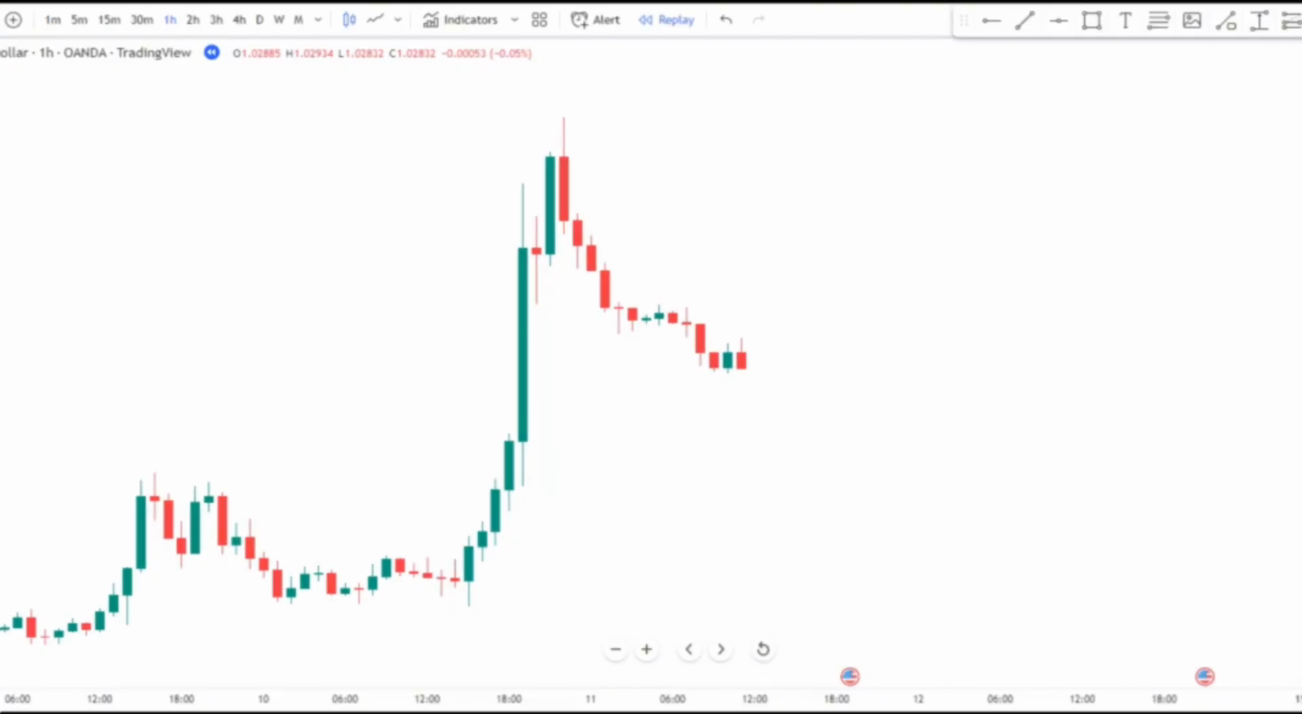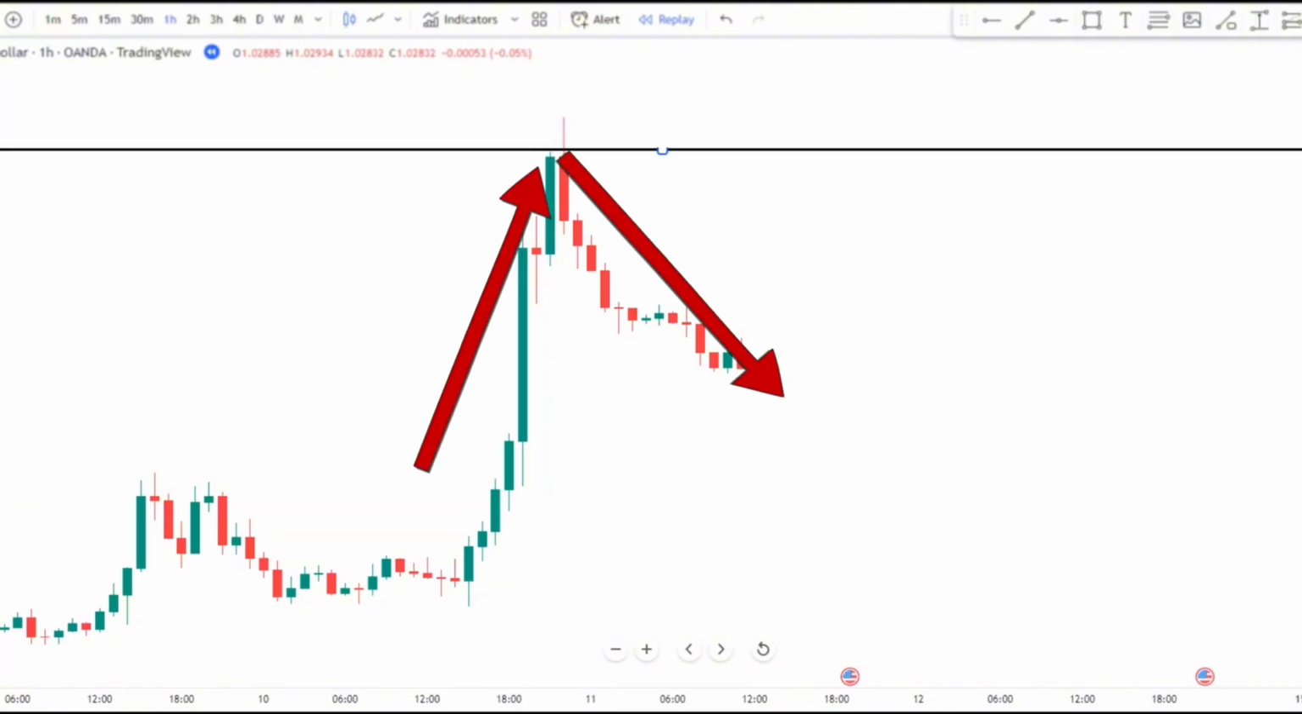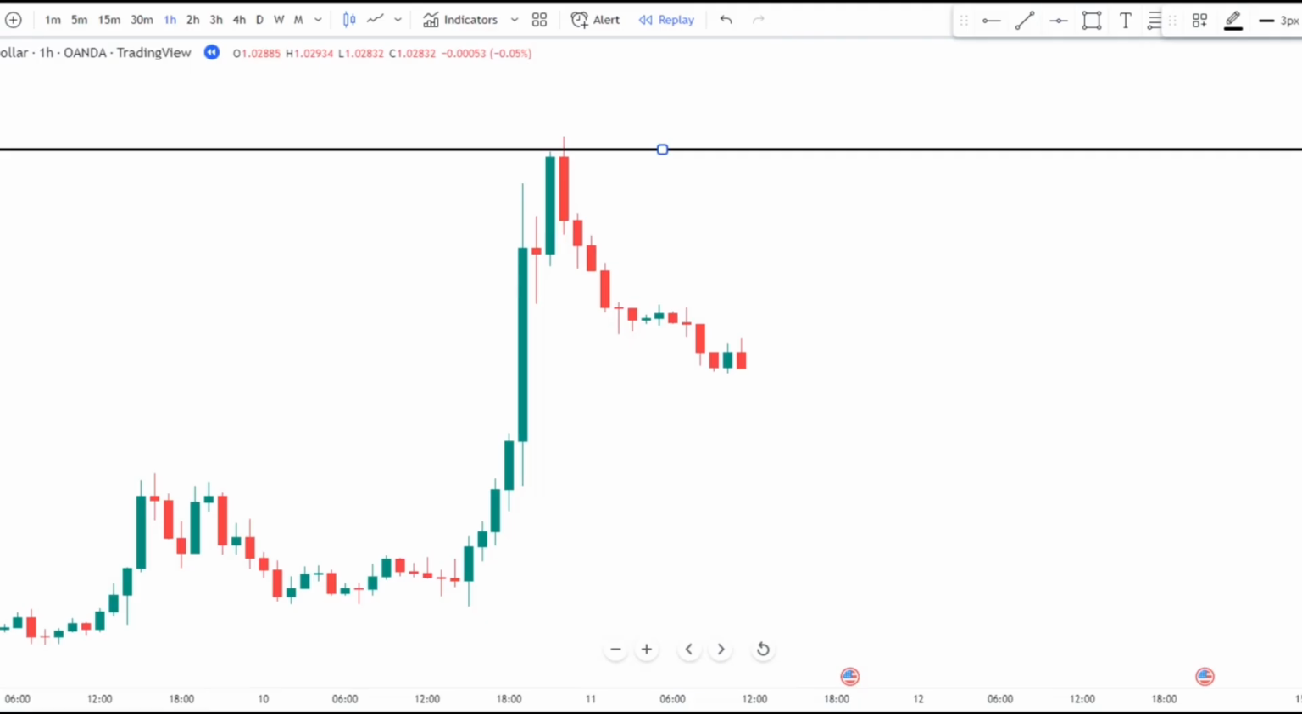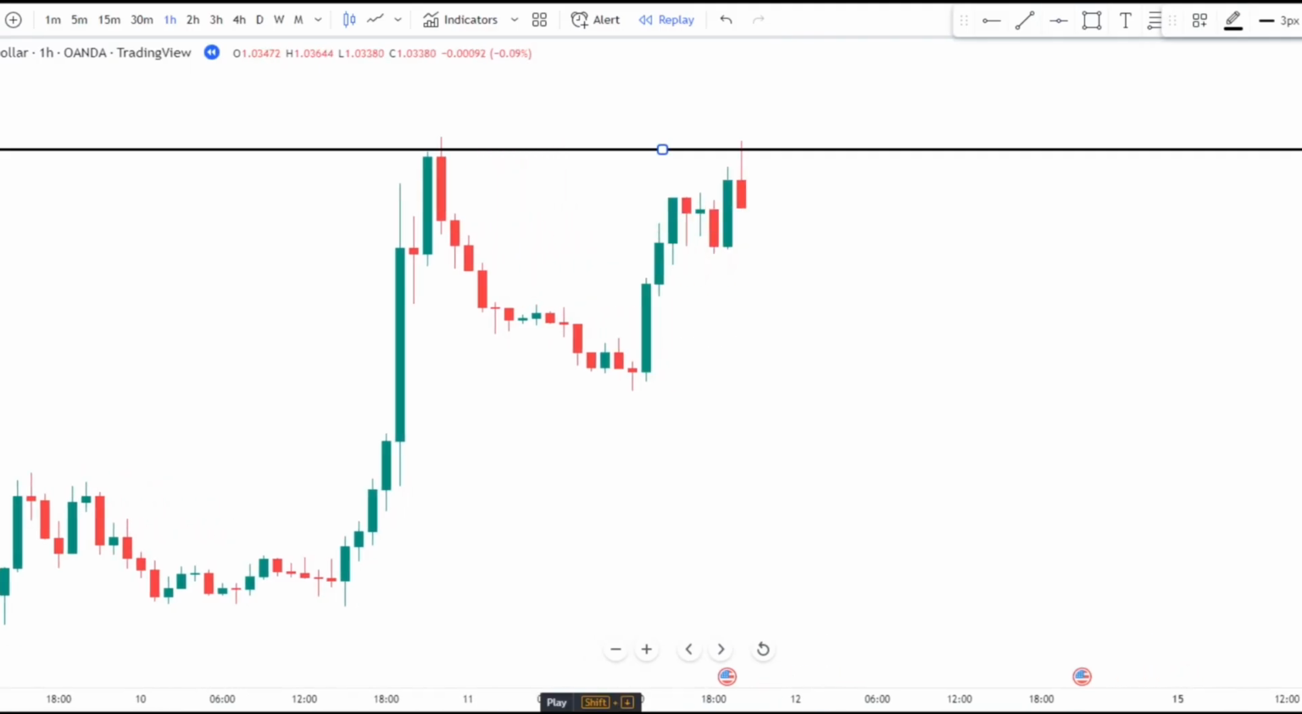Step 1. Identify a key level where price has reacted before. In this case, we can see a resistance level where price went up, rejected, and turned back down. Step 2. Wait for price to return to that same key level. Here, we see the uptrend pushing into resistance again.